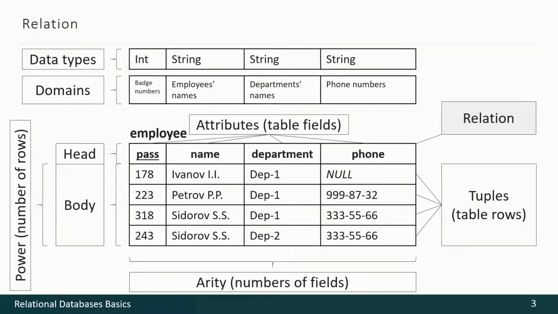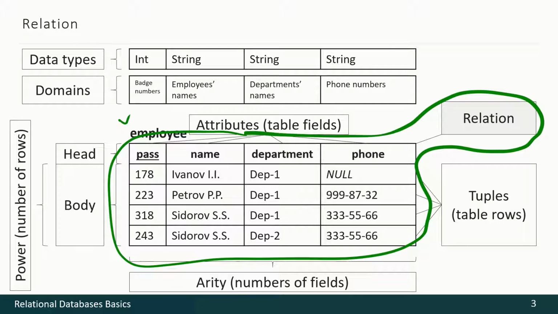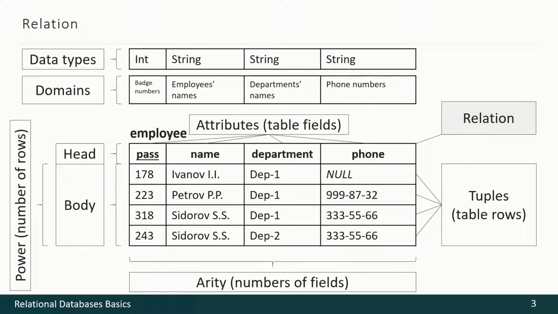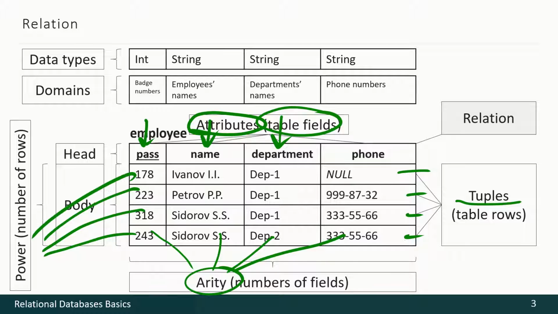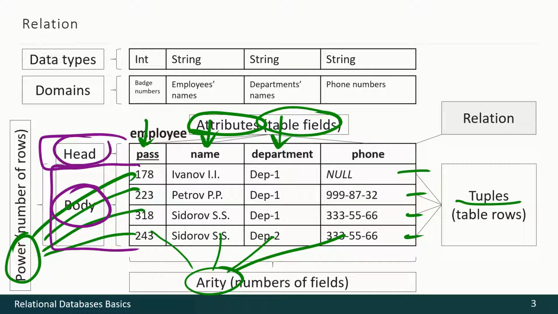Imagine we have some relation describing an employee. The whole picture here is the relation, but it has some details. It has columns, also known as attributes or table fields, and it has rows, also known as tuples or table records. The number of table fields is arity. The number of table rows is power. All the data itself is table body. The description of attributes is table head.